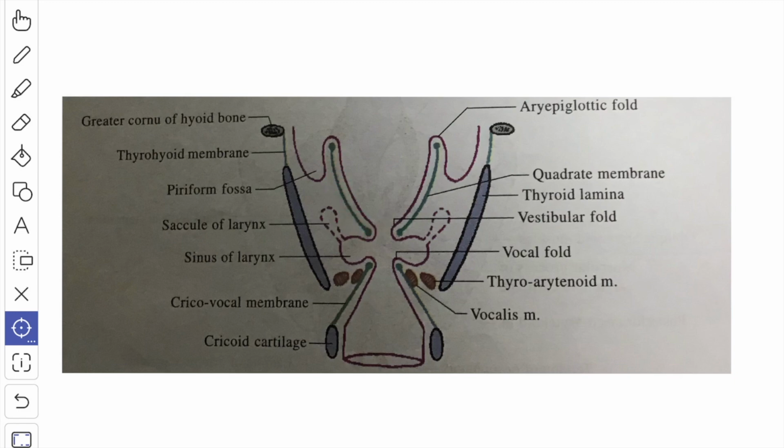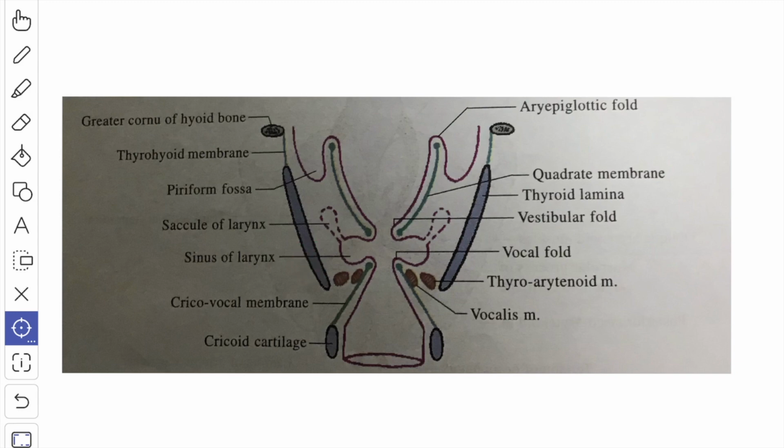The next subdivision is the sinus of the larynx. So this is the sinus of the larynx, or the intermediate part. It intervenes between the vestibular fold and the vocal fold and presents on each side a deep mucous recess extending laterally towards the lamina of the thyroid cartilage.